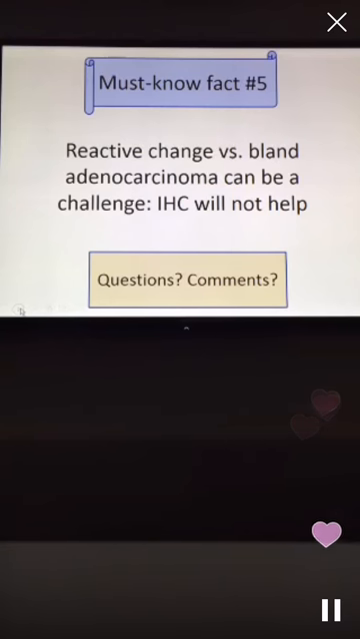Chuck, anything that you can add from the cytology point of view or things that you use for benign versus malignant? No, I think everything you said applies to cytology too. A different preparation.